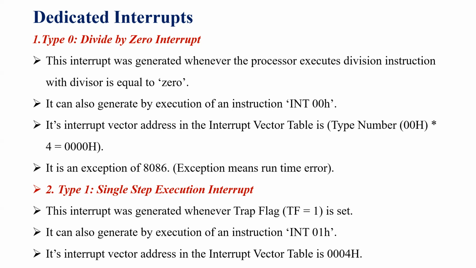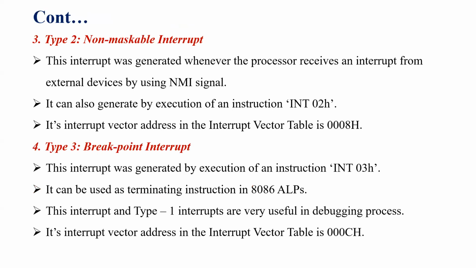That's a simple logic. The next one is type 2 interrupt, which is called non-maskable interrupt. This interrupt is generated whenever the processor receives an interrupt from external devices by using the NMI signal. NMI means non-maskable interrupt. The same interrupt can also be generated by execution of an instruction called INT 02H. And for this interrupt, the vector address in IVT is equal to 0008H.